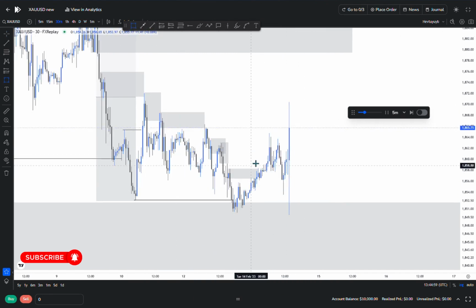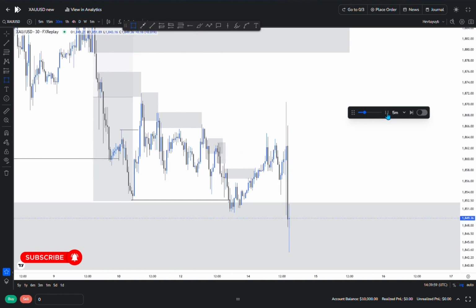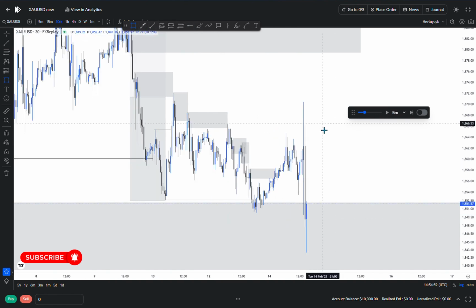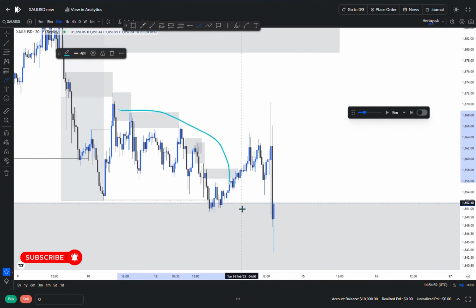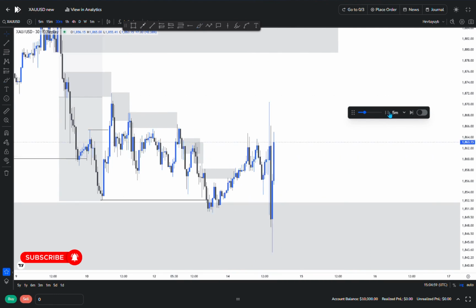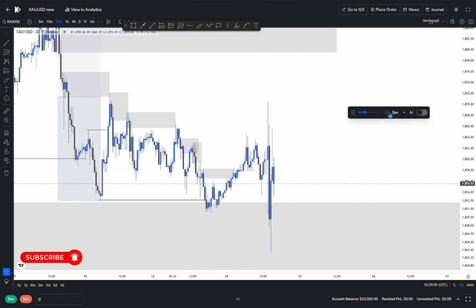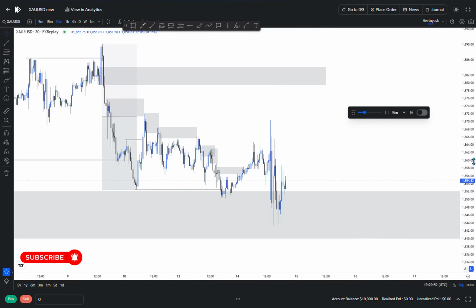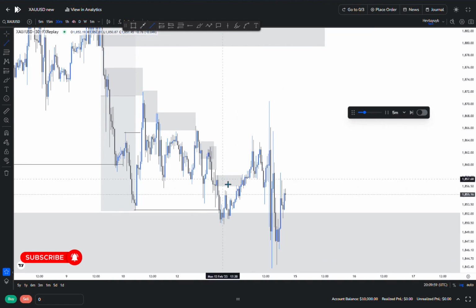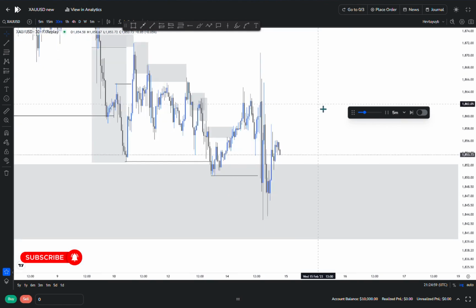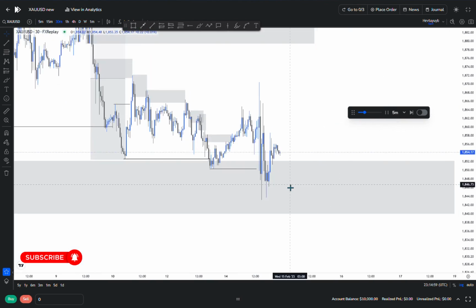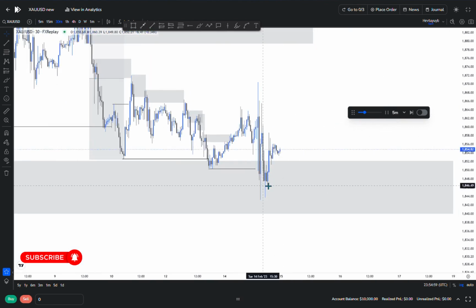Let's see. Okay, that was news. So news came, took out some liquidity here, then took out this low as well. So this is the news candle. Let's see what price will do from there. Price took out this low as manipulation. This is not a break of structure yet.